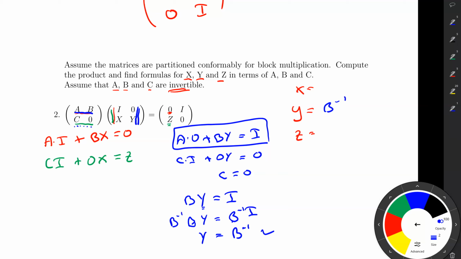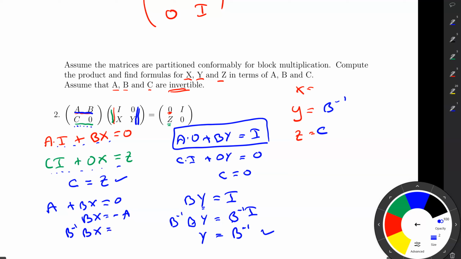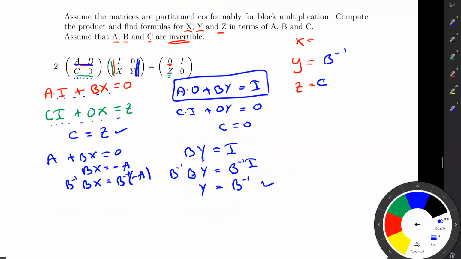All right, so let's look at what I've got in this statement here. So 0 times X, so I have C equals Z. Oh, look at that. So got that, check. And let's find out what we got here. So A plus BX equals 0. Remember, I'm solving for X, so I'm going to subtract A, and then I'm going to multiply on the left by B inverse, remembering that it matters which side you multiply on. So this negative sign can come out in the front, and then it's B inverse times A is X. X is equal to negative B inverse times A.